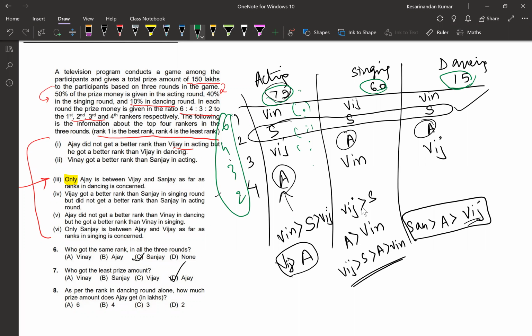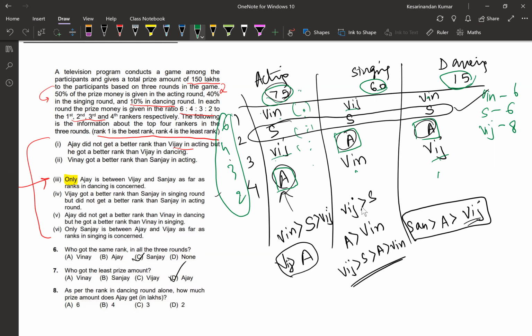Not an issue. Instead, what if I add the ranks only? Like when I got 1 here, 1 here, and here he got 4. So 4 plus 1 plus 1, 6. So let's say Vinayak's total sum is 6. Sanjay will be 6 everywhere. Vijay will be 3, 1, and 4. 4 plus 3, 7, 8.